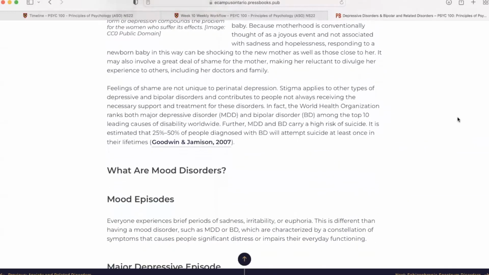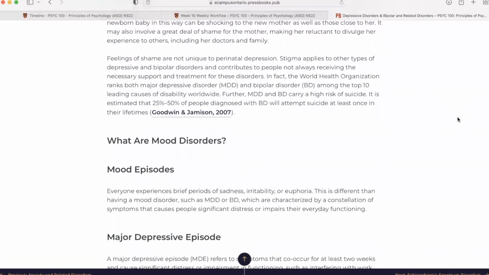Feelings of shame are not unique to perinatal depression. Stigma applies to other types of depressive and bipolar disorders and contributes to people not always receiving the necessary support and treatment for these disorders. In fact, the World Health Organization ranks both major depressive disorder and bipolar disorder among the top 10 leading causes of disability worldwide. Furthermore, major depressive disorder, or MDD, and bipolar disorder, or BD, carry a high risk of suicide. It's estimated that 25 to 50% of the people diagnosed with bipolar disorder will attempt suicide at least once in their lifetimes.